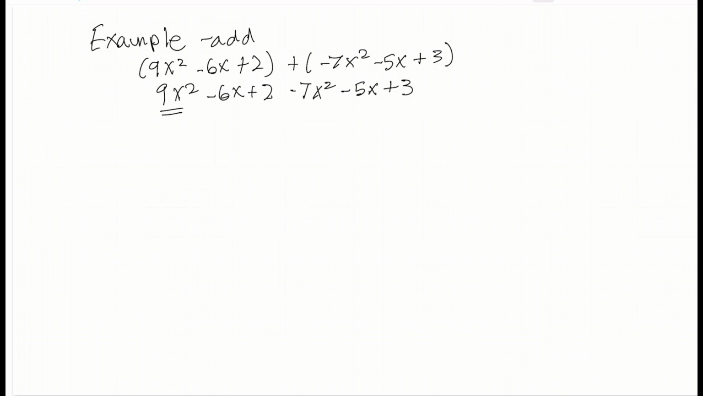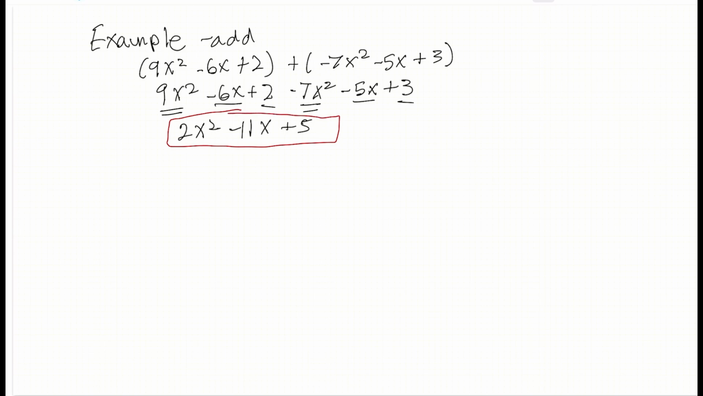So that's going to be the squared terms. So we're going to get 9 minus 7, that's 2x squared. Now let's combine the x terms. So that's going to be minus 11x. And then the constant terms is just 3 plus 5. So there is the example of adding those two polynomials together.